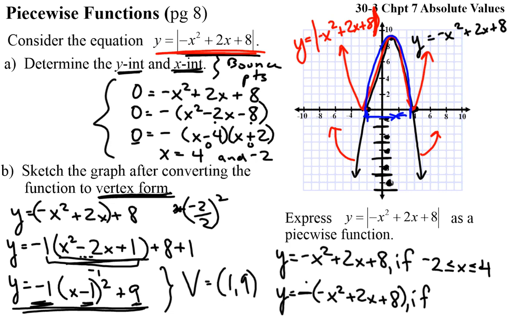Where do we get the absolute graph? Well, the absolute graph occurred after we bounced it, so from negative 2 and down, and it also bounced to become the absolute from the x values 4 and up. So we get the absolute graph if x is less than negative 2 and if x is greater than 4. And there's the piecewise for the absolute graph when it's a quadratic. There is lots to think about here.